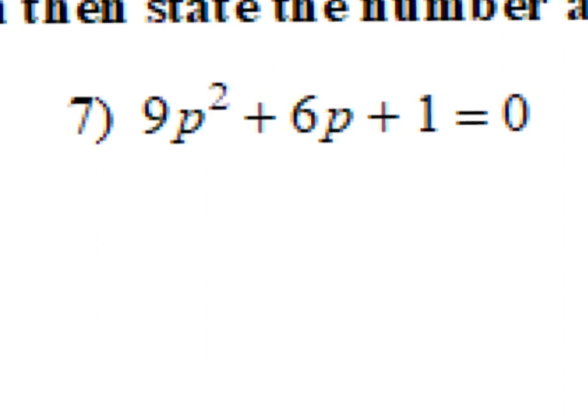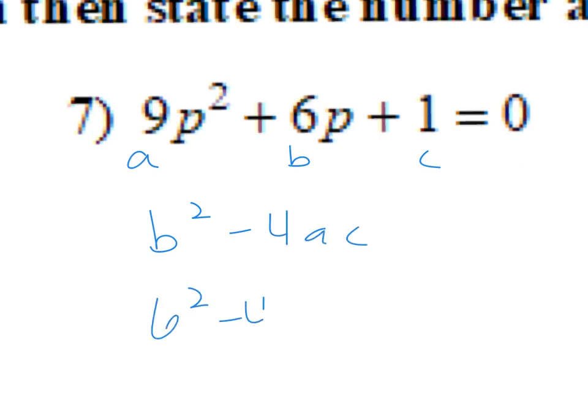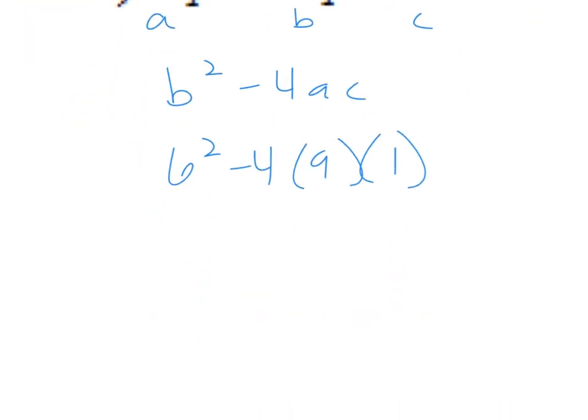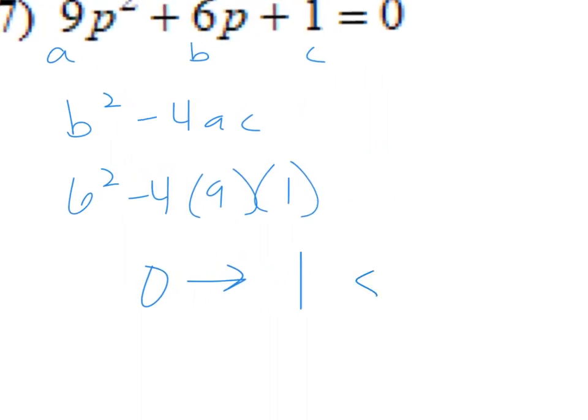All right. Okay, on this one, so we got A, B, and C. So again, we're doing B squared minus 4AC. So 6 squared minus 4 times 9 times 1. All right, so when I do that, I'm going to end up with a 0. And so since I have 0, that's going to give me 1 solution.